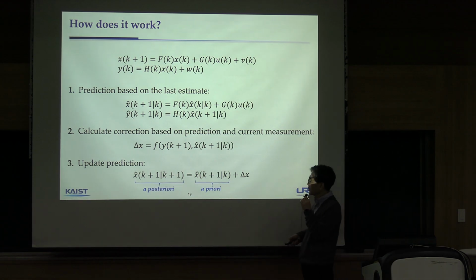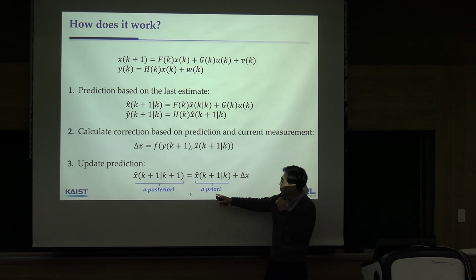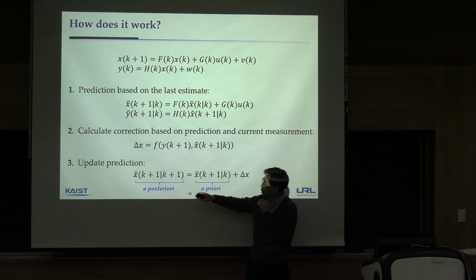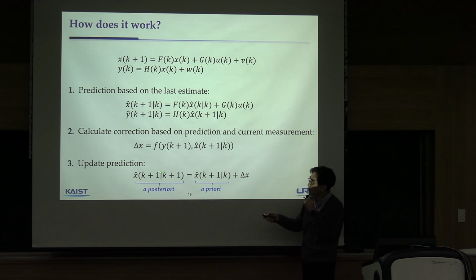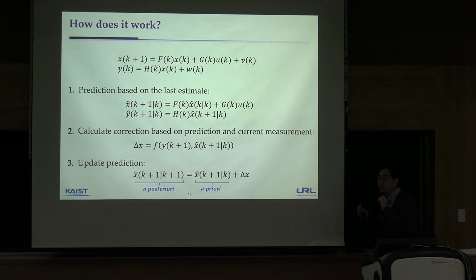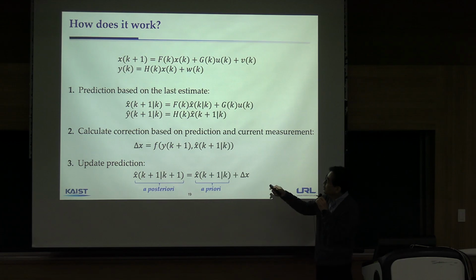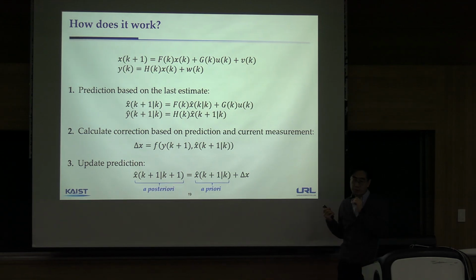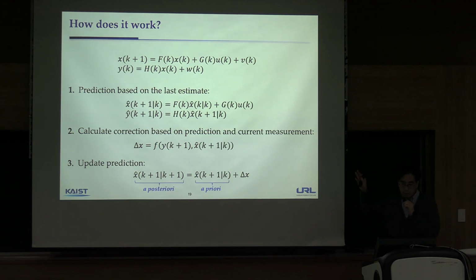Finally, we can update the prediction. So delta x will be just added to the a priori information obtained in step 1, and then we can obtain the a posteriori information at step 3. Very, very simple. You can just predict based on the equation provided, like this, and calculate delta x. Just simply add it, and then you can have the optimal estimate of x. So this is the Kalman filter. This is automatically done if you just follow the Kalman filter equation.